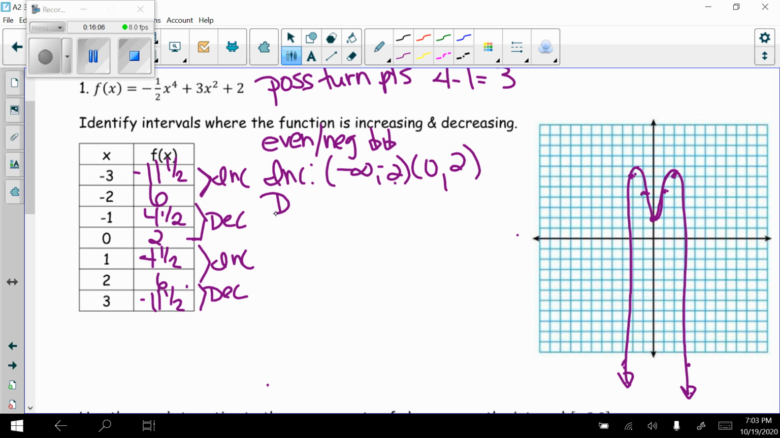So now decreasing, if I look at my graph, this part right here of my graph is decreasing. It's going down. That is from -2 to 0. And then from this part all the way down is decreasing again. That is from 2 to infinity. And again, that's what we had over here. So we said we were decreasing from -2 to 0, and then decreasing again from 2 on to infinity.